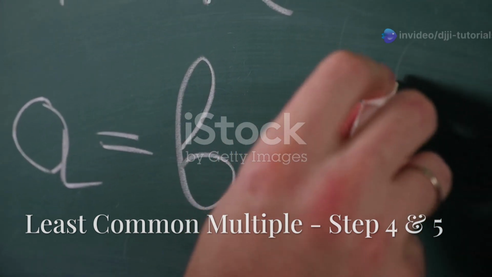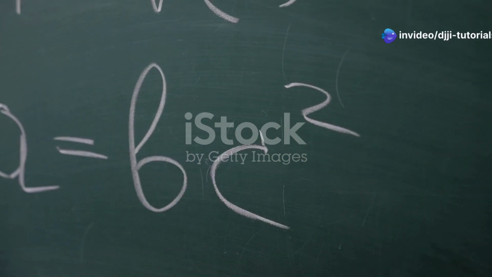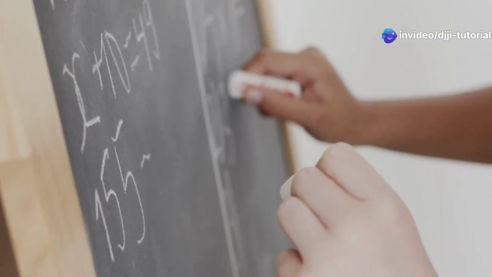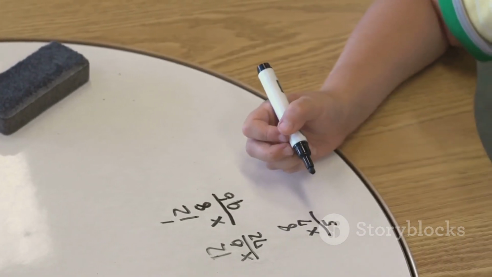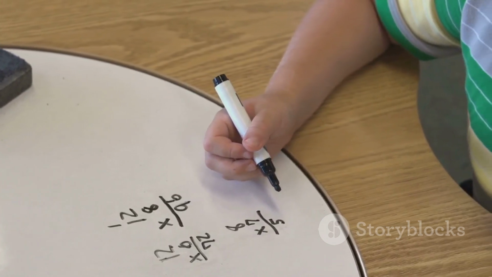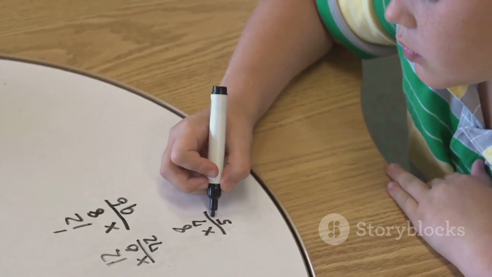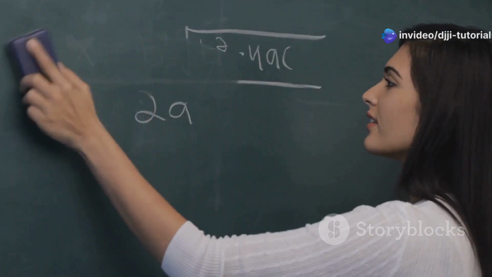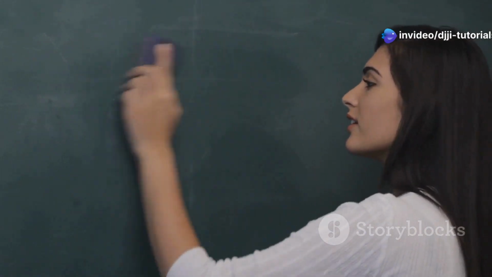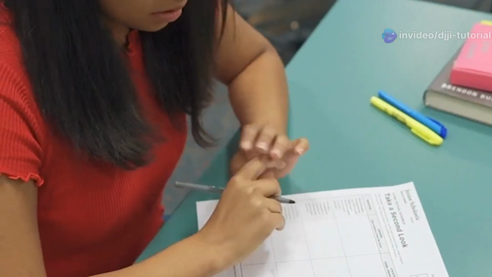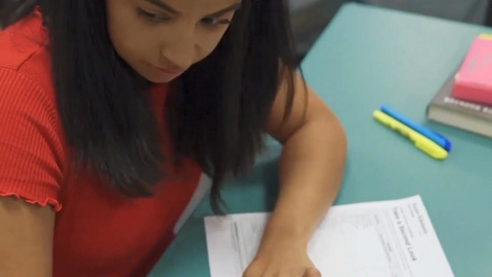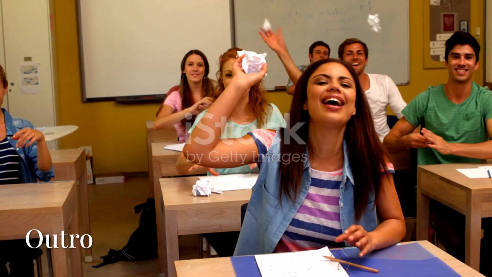Step 4. Multiply the highest powers. Multiply these highest powers together to get the least common multiple. Using the previous example, least common multiple equals 2 squared times 3 to the power of 1 times 5 to the power of 1, which equals 4 times 3 times 5, and that equals 60. Step 5. Verify the result. Check that the least common multiple is divisible by each of the original numbers to ensure it is correct.